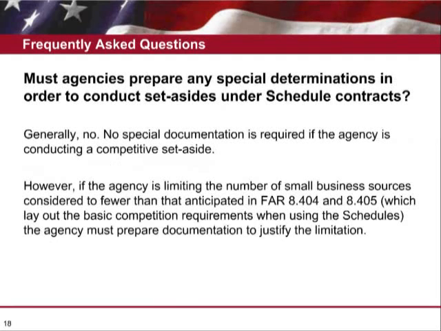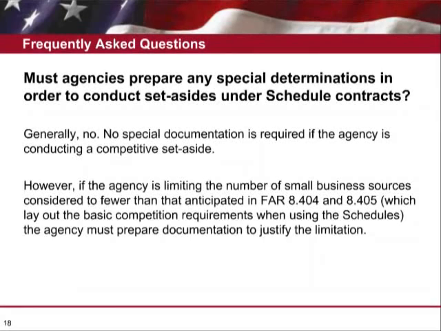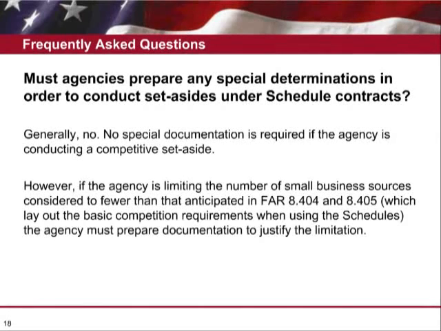Okay, next question is, must agencies prepare any special determinations in order to conduct set-asides under scheduled contracts? Now, the general answer to this is no, there's no special documentation required when you do a competitive set-aside. However, it's important to note that if the agency is going to limit the number of small business schedule holders considered to fewer than that anticipated in FAR 8.405, which, as we discussed before, lays out the competition requirements and the ordering procedures for schedules, the agency then has to prepare documentation to justify that limitation.